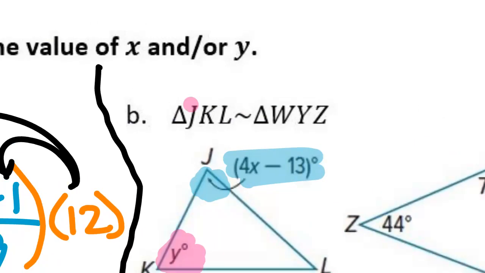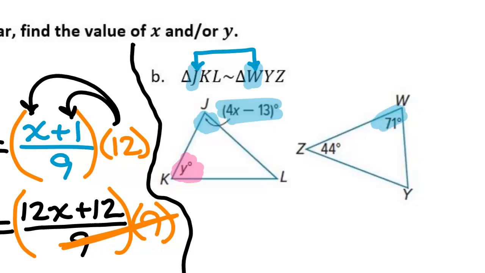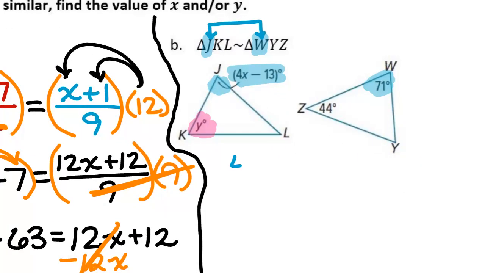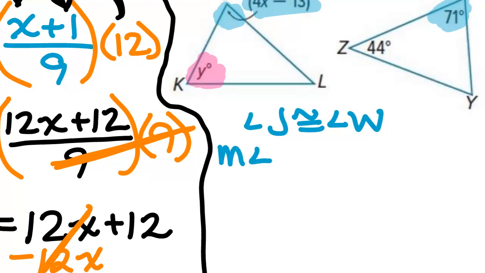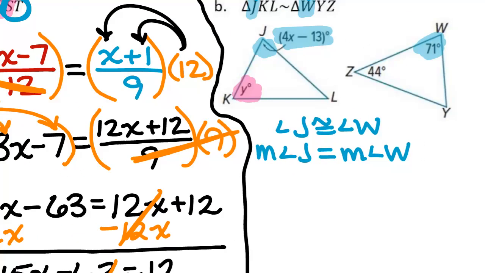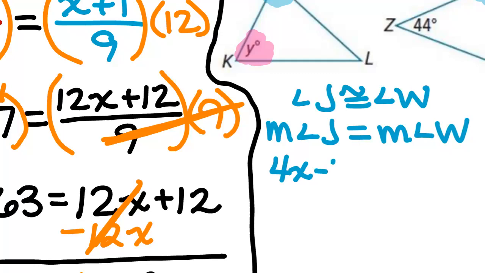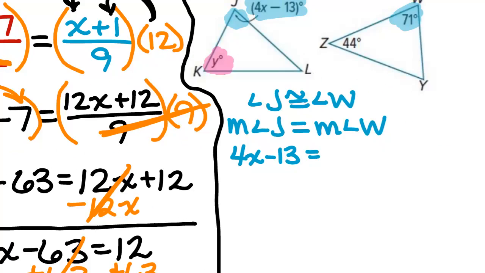So what angle corresponds to J? W, yes. First letter, first letter. J and W are corresponding. So J and W. So that means angle J is congruent to angle W. What can we do with things that are congruent? Set them equal. The measurement of angle J is equal to the measurement of angle W. So 4x minus 13 is equal to what? 71. Yes.